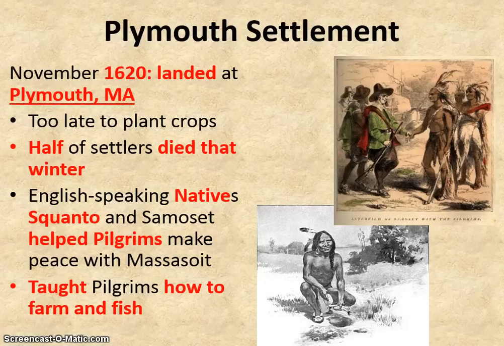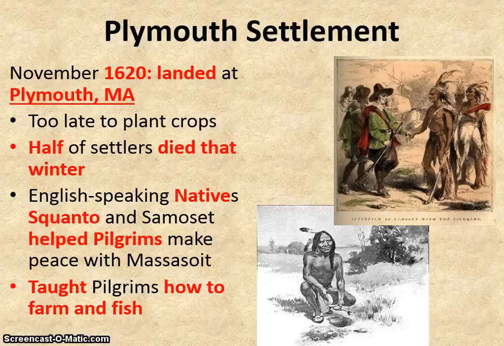So the Plymouth Settlement. They landed in November of 1620 at Plymouth, Massachusetts. Just like the case of Jamestown, they arrived too late to plant crops, and just like the case of Jamestown, half of them died during that winter. However, they encountered English-speaking natives, and a lot of people ask, where did these natives learn their English from? They learned it from fishermen who had been exploring the coast of Canada.